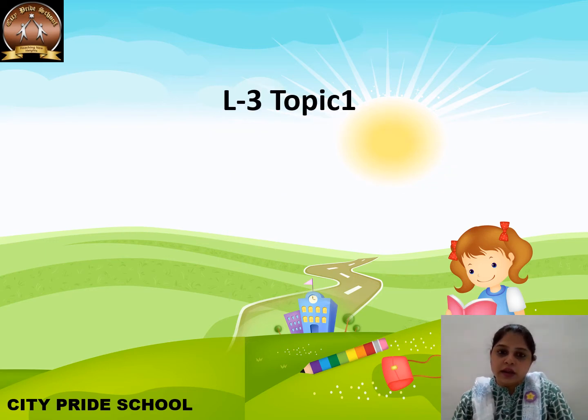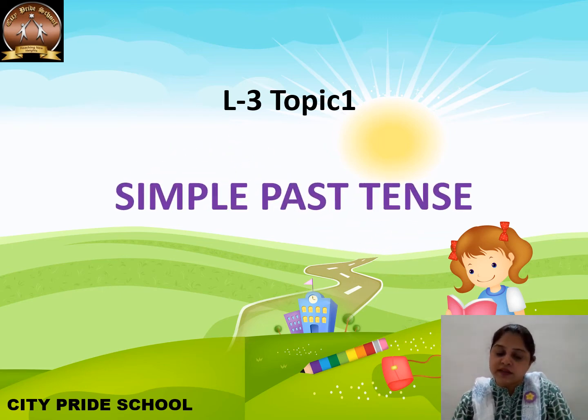Children, in our today's topic, that is lesson number 3, Rama learns to read, we are going to learn a new grammar topic, which is simple past tense. Now children, when we talk about tenses, we have to take into consideration the verbs, right? Verbs like hop, jump, play, run, skip. We have to look at all the verbs. That means the action words, right?